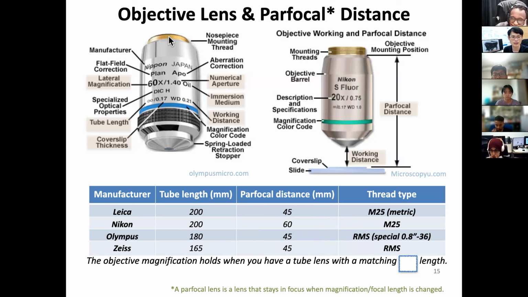And also the threads are different. You should buy a proper adapter from Thorlabs or anywhere, because these German ones are metric 25, Olympus is RMS, so there's always a converter. So the objective magnification holds when you have a tube length with a matching tube length. Of course, you can use a different one, but you have to realize your zoom will be different.